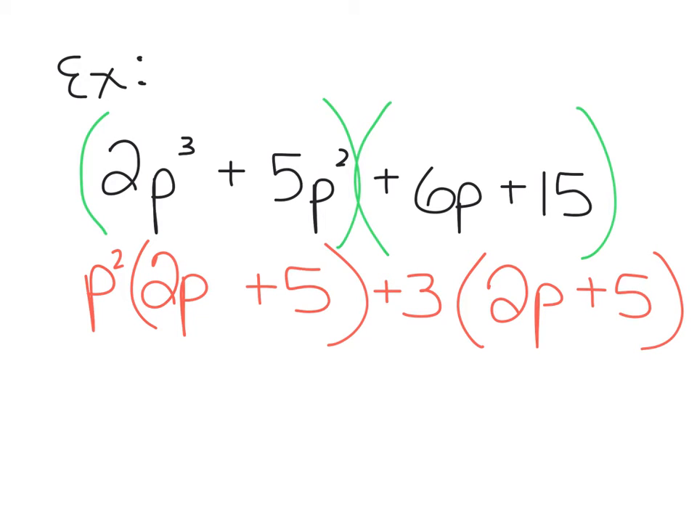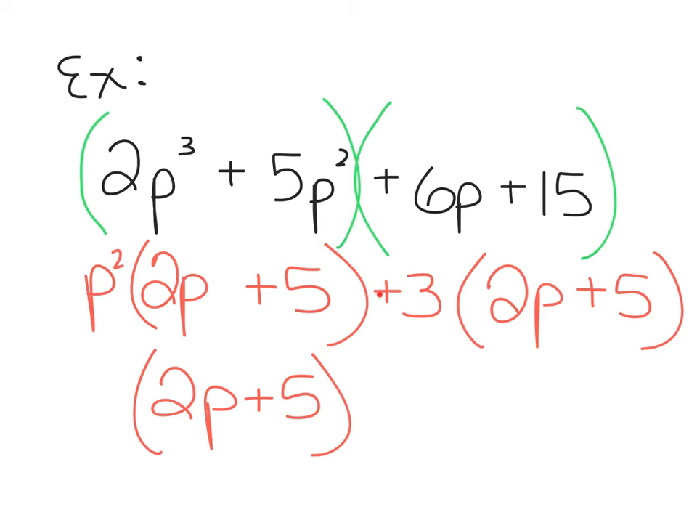And so again, we know that this is going to be right because if I multiply 3 times 2p, I get 6p. And 3 times 5, I get 15. So you can see here that 2p plus 5 and 2p plus 5, those are common binomial factors. That's going to be one of your factors. So 2p plus 5, that's going to be a factor. And then again, whatever is left over is going to be your other factor.